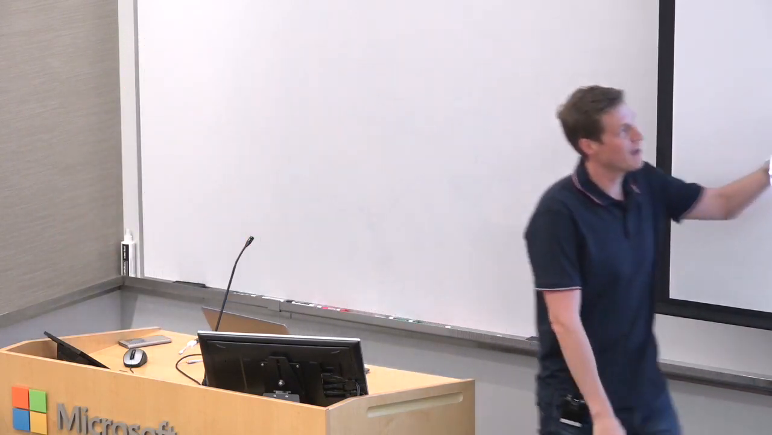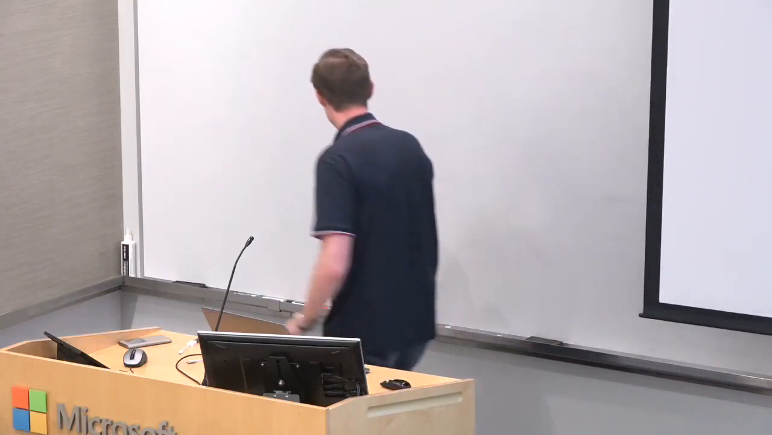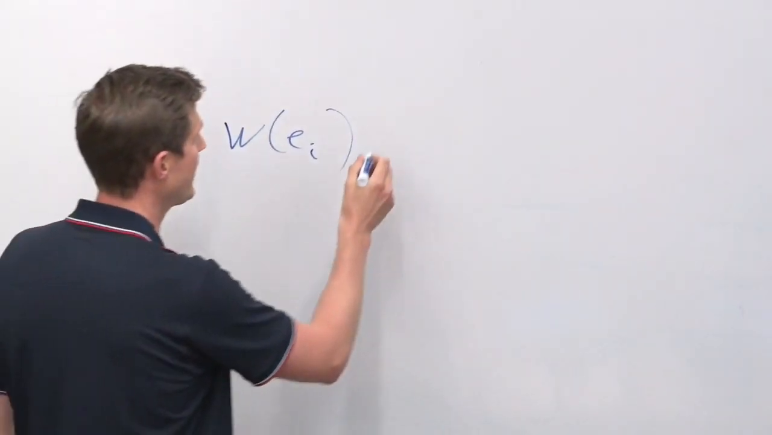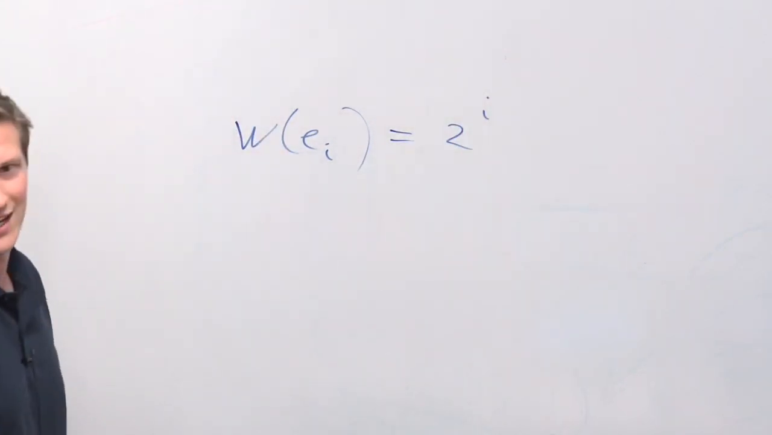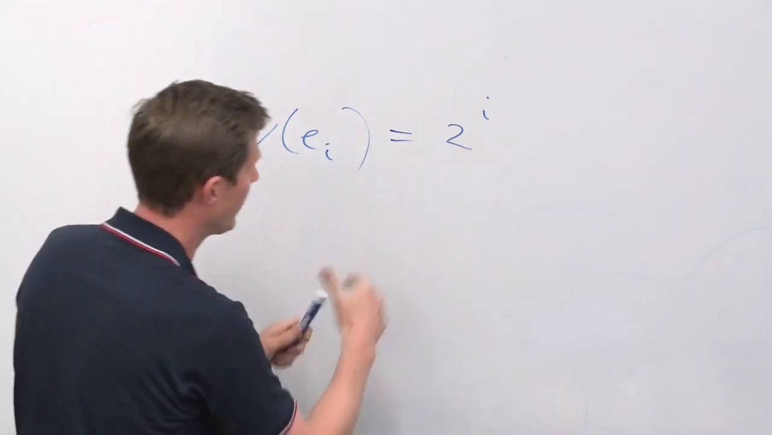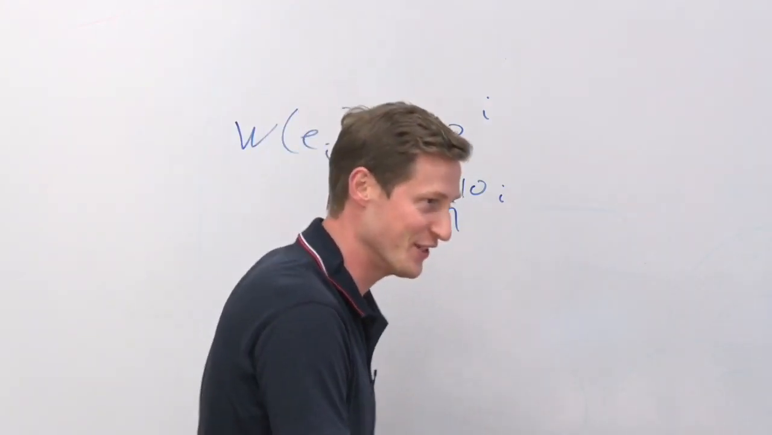So let's just check here to get comfortable. What if I remove the second assumption? Then I claim that such a family exists with only one weight function. So if I allow my edge weights to be exponential, how would you set them? If I didn't have this restriction, then a single isolating weight function is just, I order the edges, and I put w_i to be equal to 2^i. So now each matching will be dominated by the highest weight edge. You could even do n to the power of 10i to be safe, but 2 to the power of i is sufficient.